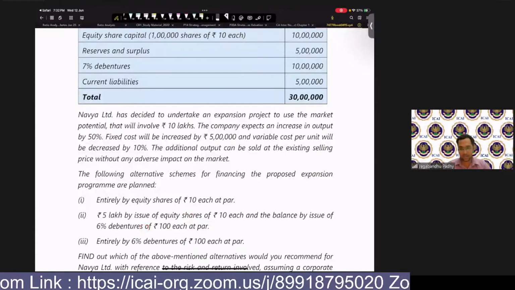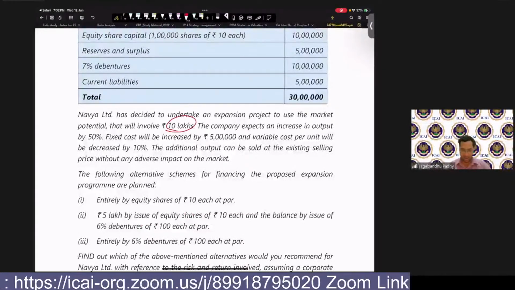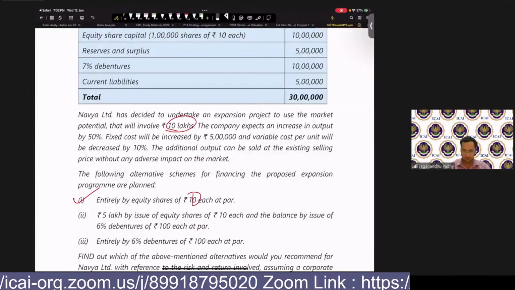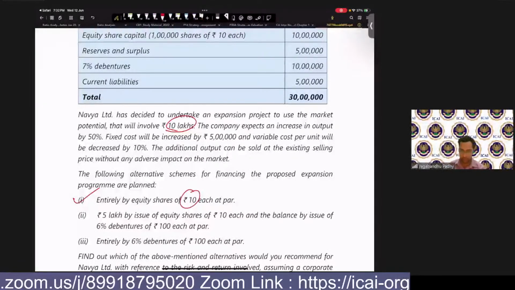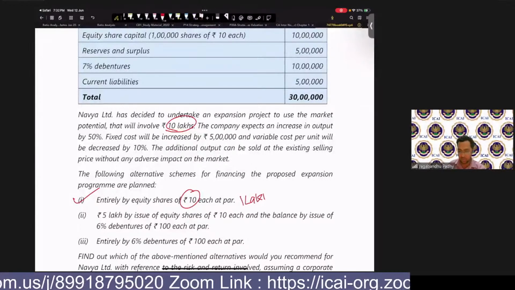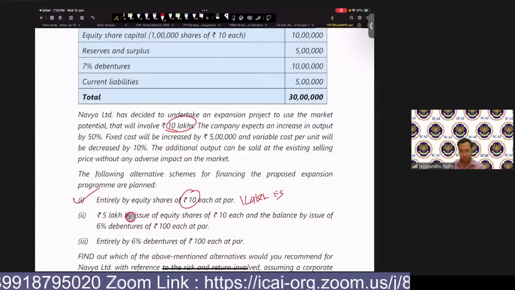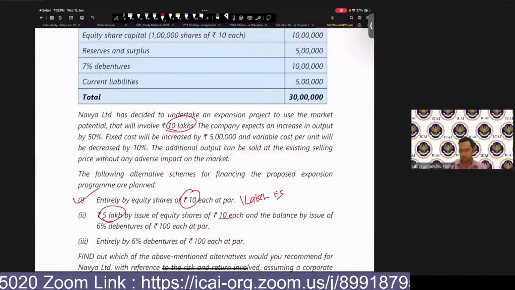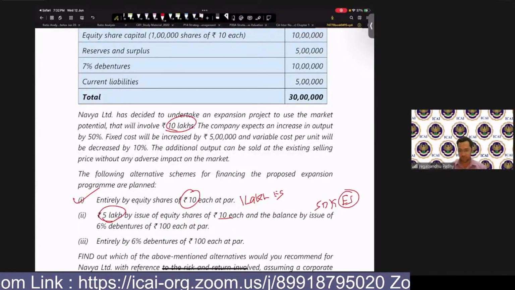You have to raise an amount of 10 lakh, right? First option is at a price of rupees 10 each. We know it is 1 lakh shares. Second is rupees 5 lakh by way of issue of shares. If you're raising at 10, that's going to be an additional 50,000 shares.